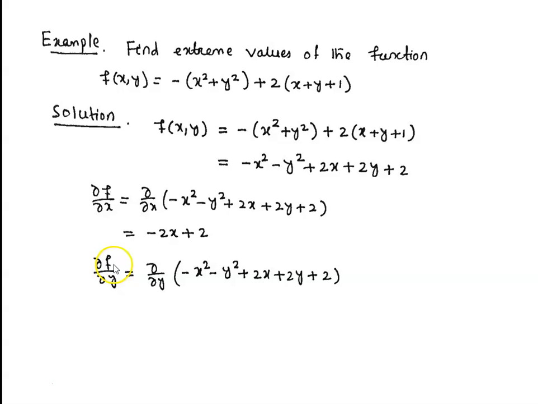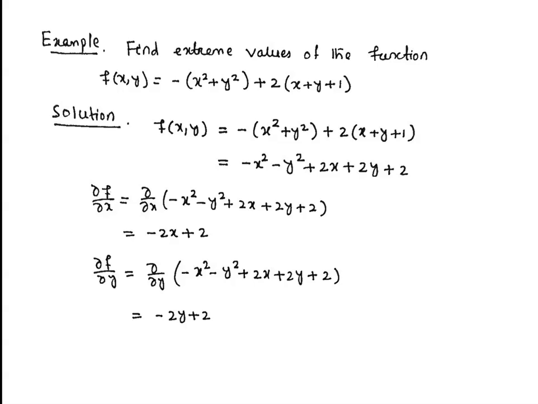Similarly, the partial derivative of the function with respect to y is minus 2y plus 2, because here x is treated as a constant. So the derivative of x square is 0, the derivative of 2x is 0, and the derivative of 2 is 0. The derivative of minus y square is minus 2y, plus the derivative of 2y, which is 2. So we have minus 2y plus 2.